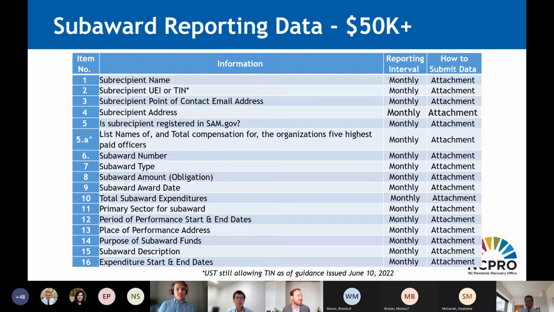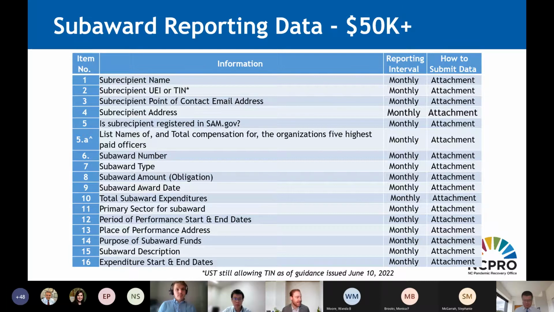There's some additional information that's required around contact information. We'll talk about the SAM.gov registration in just a moment. For subawards, then you do need to assign a subaward number. That subaward number will be used to identify obligations and expenditures unique to that subaward throughout the reporting period, throughout the SFRF performance period. There are subaward types. We'll discuss that a little bit as well.